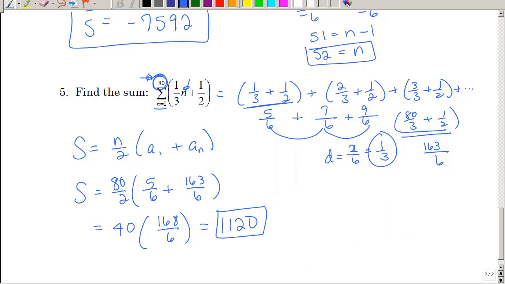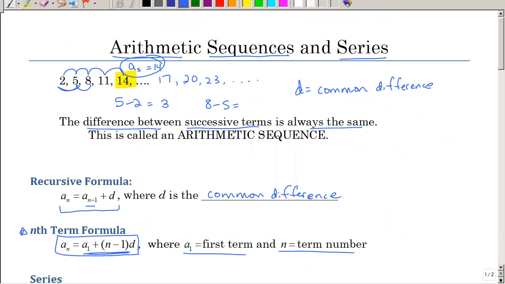It is quite helpful. An arithmetic sequence is a list where you have a common difference that stays the same. The series is just the sum of that sequence.